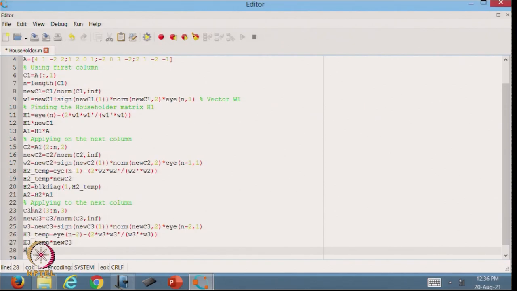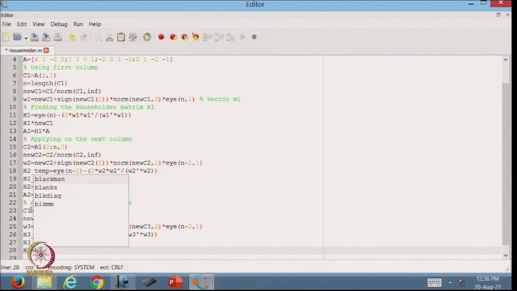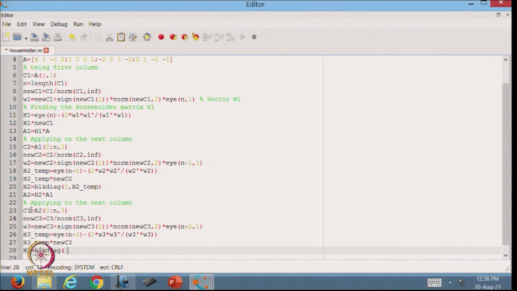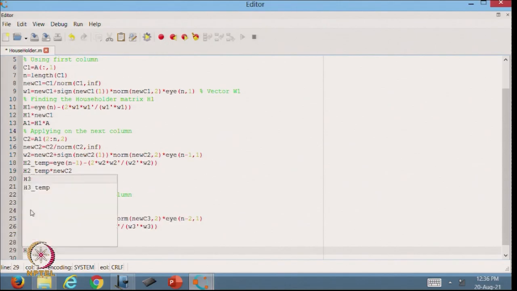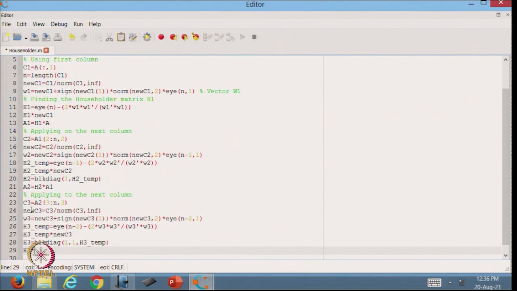For this one I need to find H3. So, H3 now will again be the block matrix. I can write here BLK. It is the block diagonal matrix. Now, I have to define 1, 1, because in this case only H3 temp is 2 cross 2. So, I will write H3 and this matrix. That is my block matrix. And if I apply this H3 on my A2, I should get the upper triangular matrix. So let us see this one.